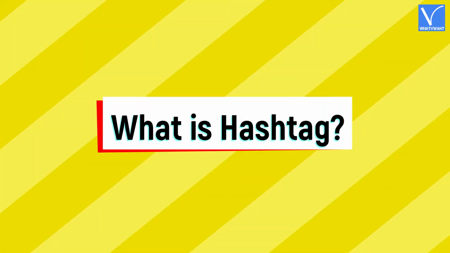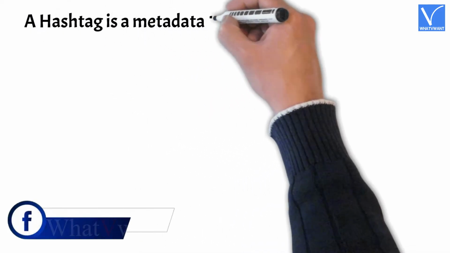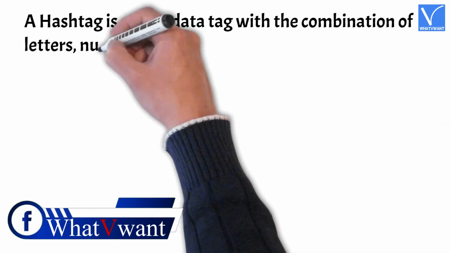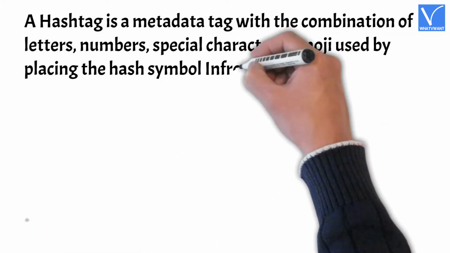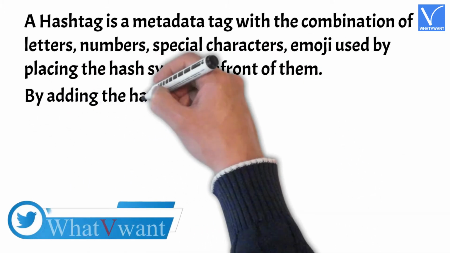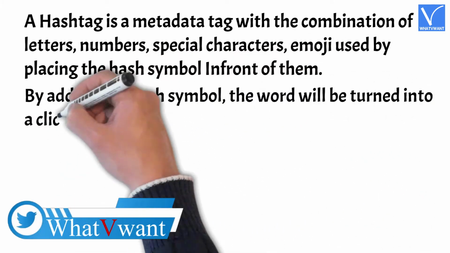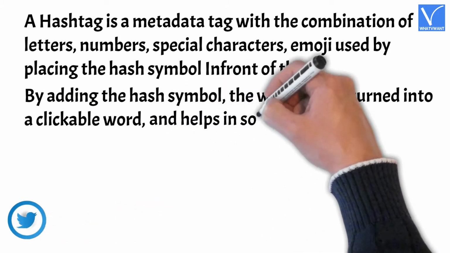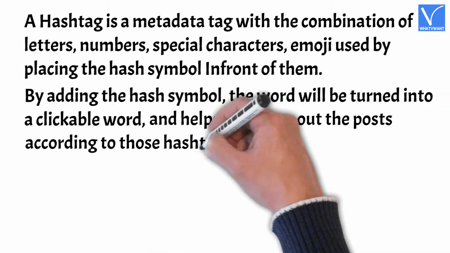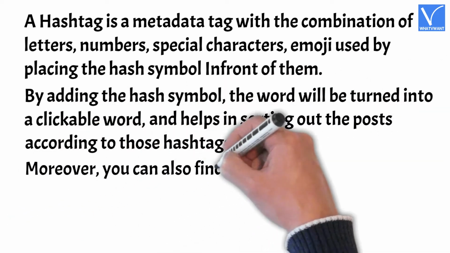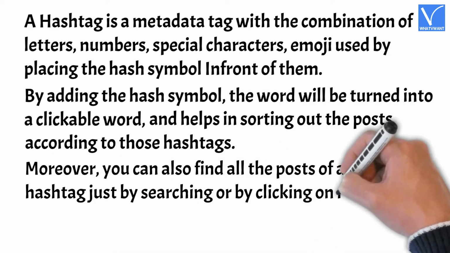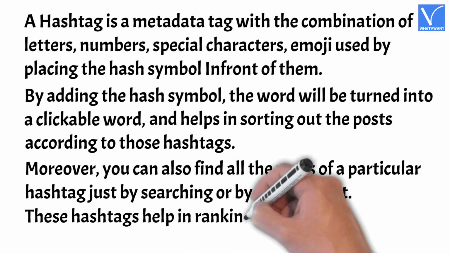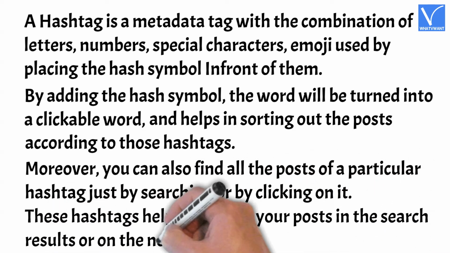What is a hashtag? A hashtag is a metadata tag with the combination of letters, numbers, special characters, emoji used by placing the hash symbol in front of them. By adding the hash symbol, the word will be turned into a clickable word, and helps in sorting out the posts according to those hashtags. Moreover, you can also find all the posts of a particular hashtag just by searching or by clicking on it. These hashtags help in ranking your posts in the search results or on the newsfeed.